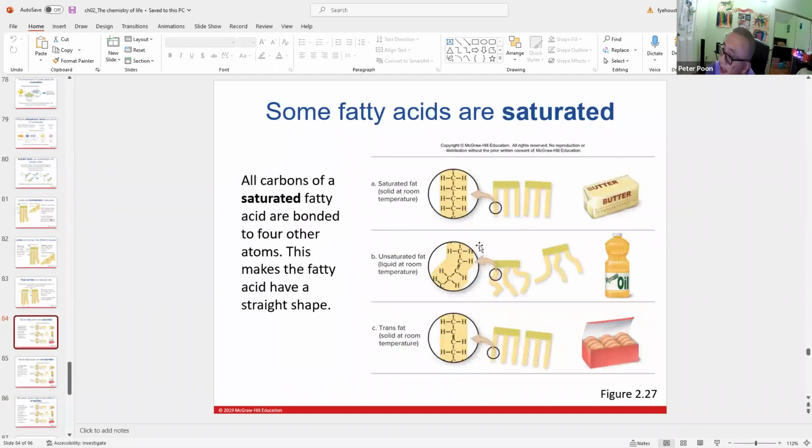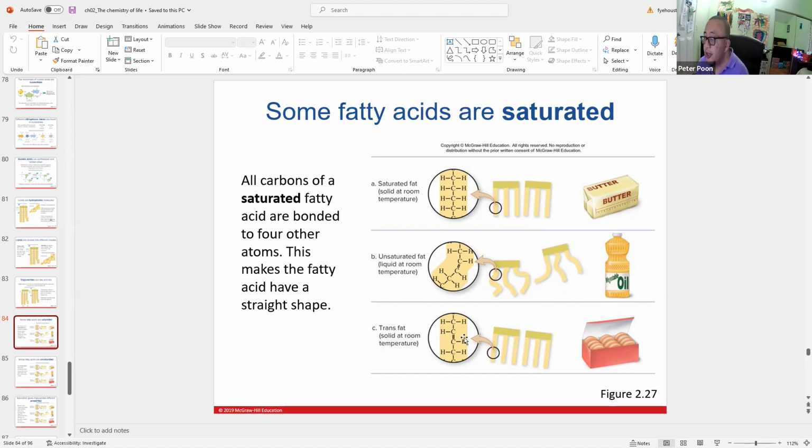Fatty acids are either saturated or unsaturated. Saturated fatty acids have no double bonds, and therefore they are straight. Because they're straight, they pack together very tightly, and because they pack together very tightly, they form solids. Unsaturated fats have at least 1 double bond, and because the double bond throws this out of shape, it's no longer straight, and because they're no longer straight, they can't fit together very tightly, and they're usually oils.